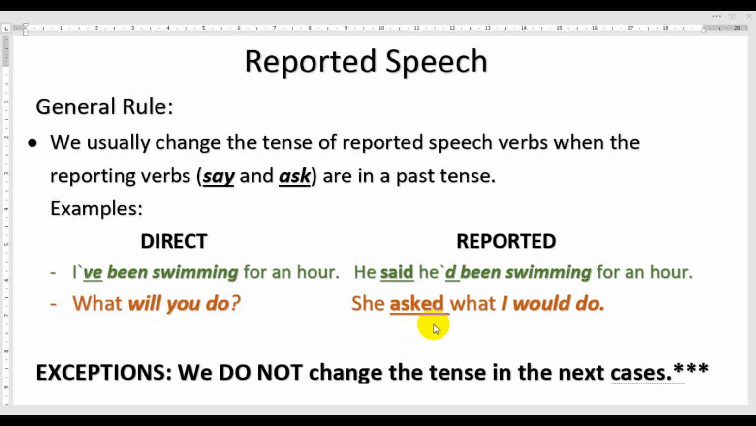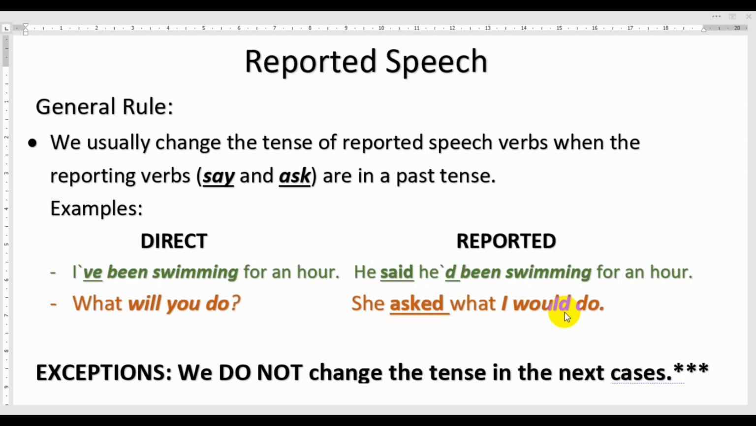Cuando vamos a reportar, el verbo asked es el verbo que nos ayuda para reportar, está en pasado, como ustedes pueden ver, tiene la ed, está en pasado, por lo tanto es necesario que hagamos el cambio del tiempo gramatical. Acá teníamos will, y ustedes saben que will en directa a reported pasa a would. Okay, very good. So this is the general rule that we have in reported speech. Esa es la regla general que tenemos para reported speech.